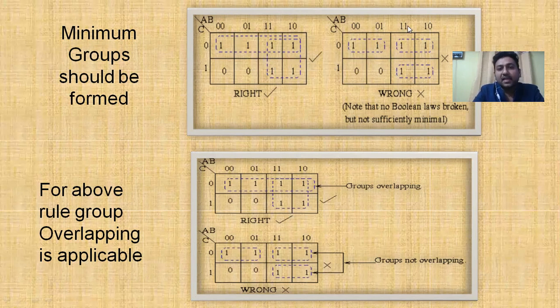One is that the maximum number of elements is not included in a group. Here there should be 4 in a group, but here we do only 2, only 2, only 2. So there are 2 rule violations. One is that the maximum elements are not in the same group. Another is that the minimum number of groups is not maintained. Here 3 groups, here only 2 groups. So this one is right, this one is wrong.